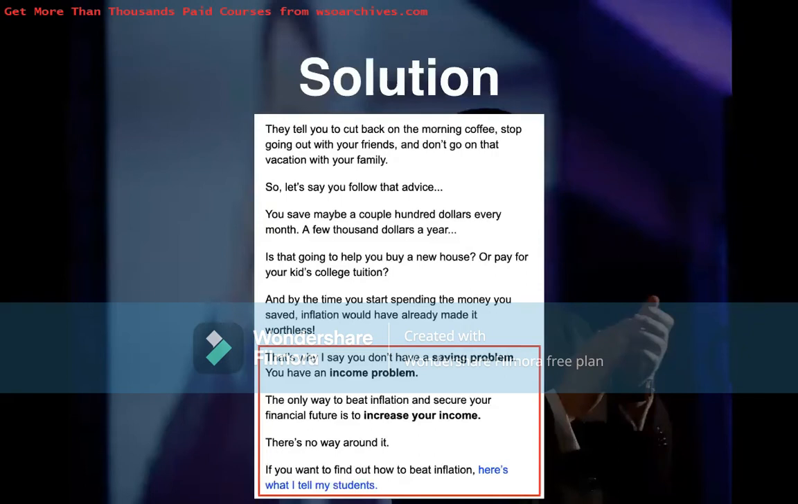Then you provide a solution. That's why I say you don't have a saving income problem, you have an income problem. The only way to beat inflation and secure a financial future is to increase your income. There's no way around it. If you want to find out how to beat inflation, here's what I tell my students. Okay? Does that make sense? Good.